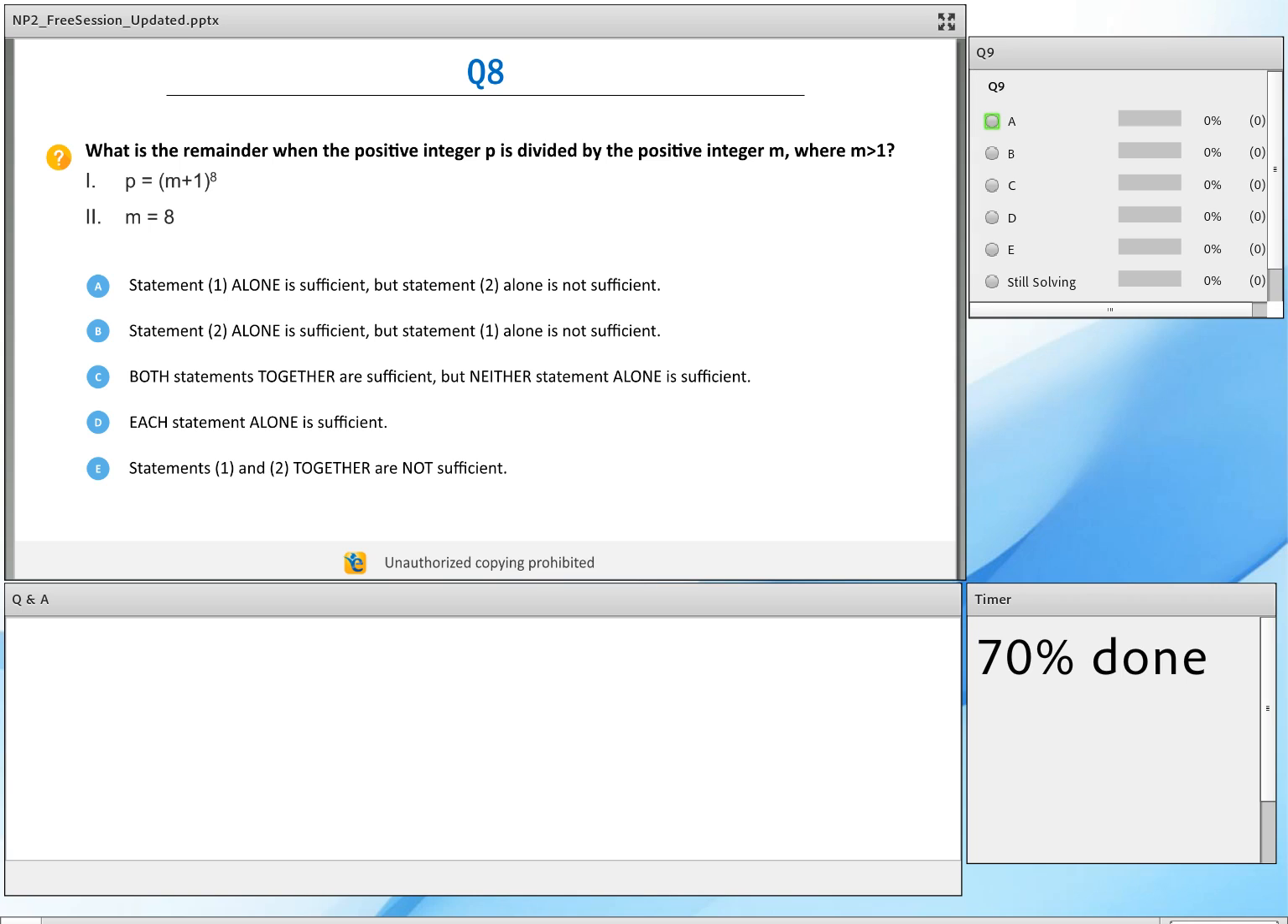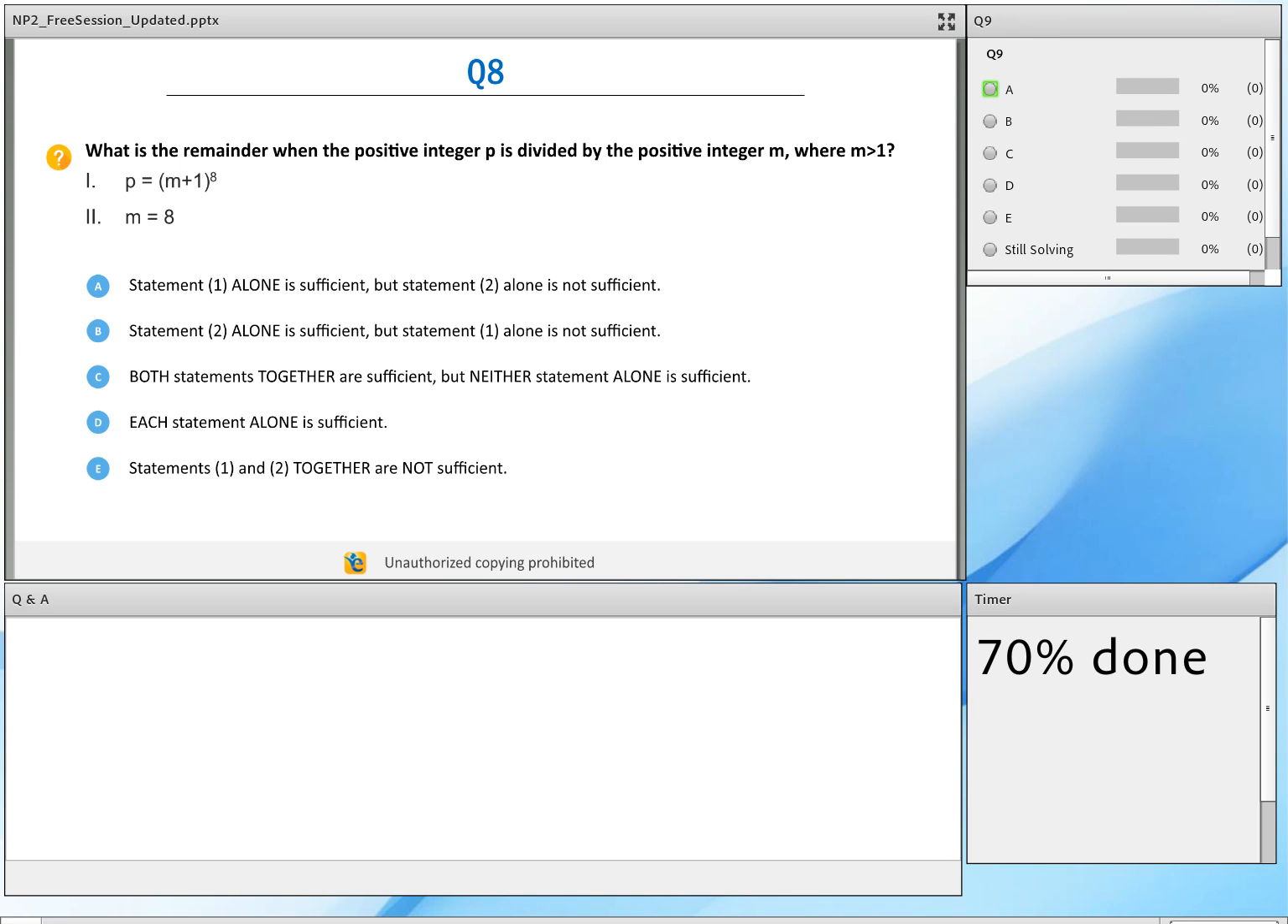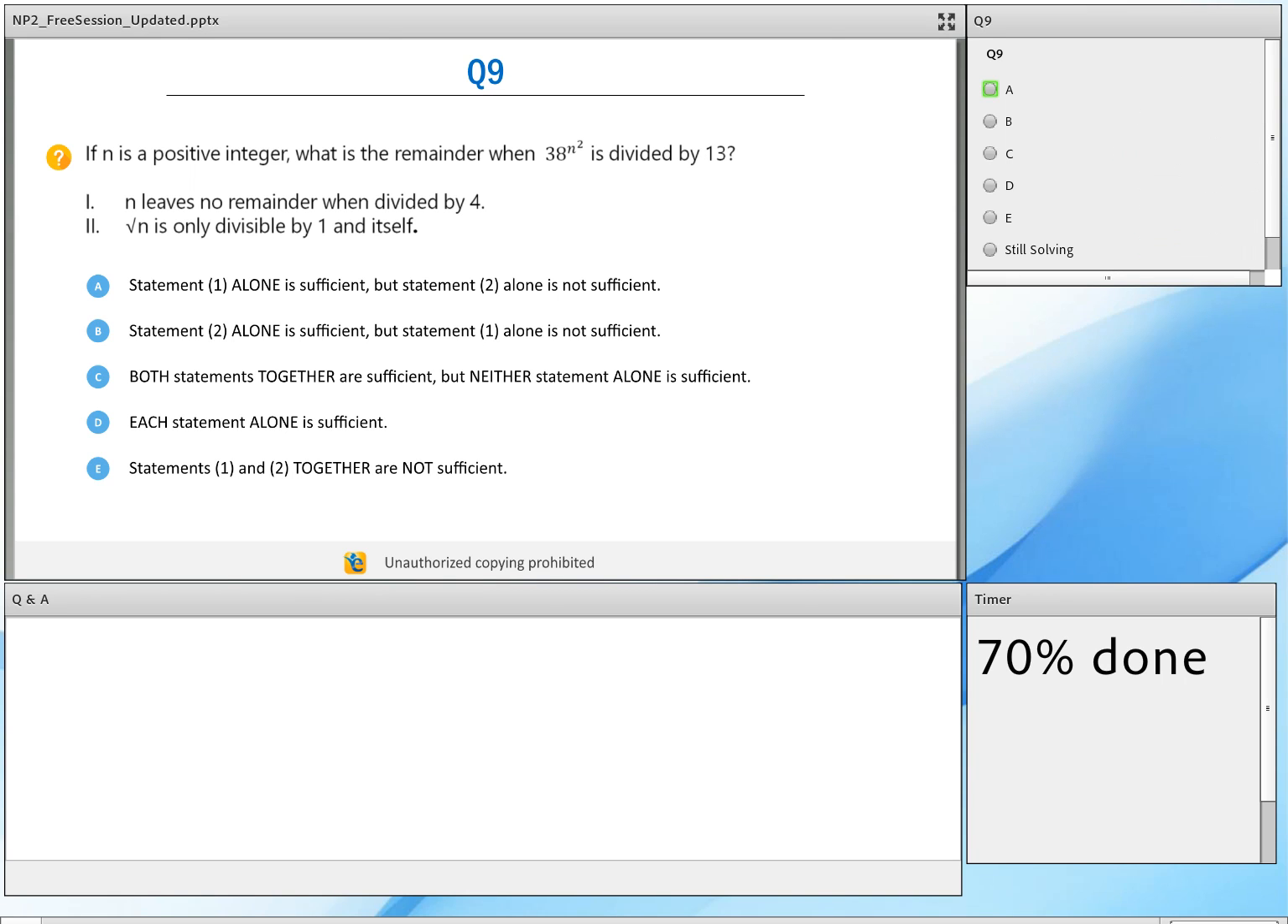Now, here's the poll for the next question. Before I show the next question, I want 100 people to select still solving. All right, let's look at this. 90, 95, 97, 102. Perfect. So here is your next question.